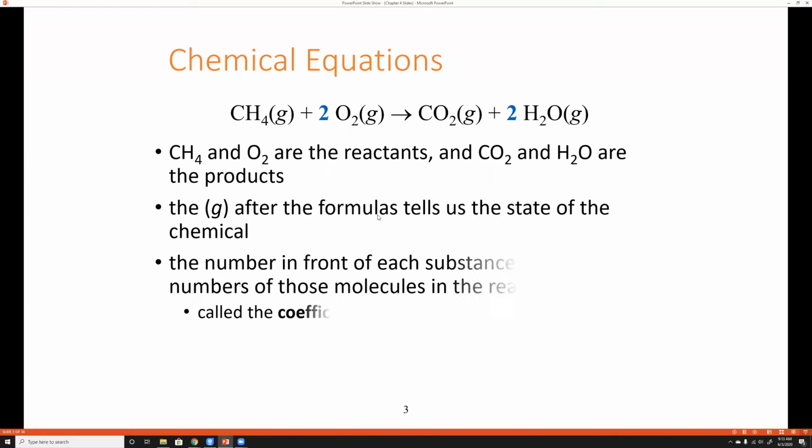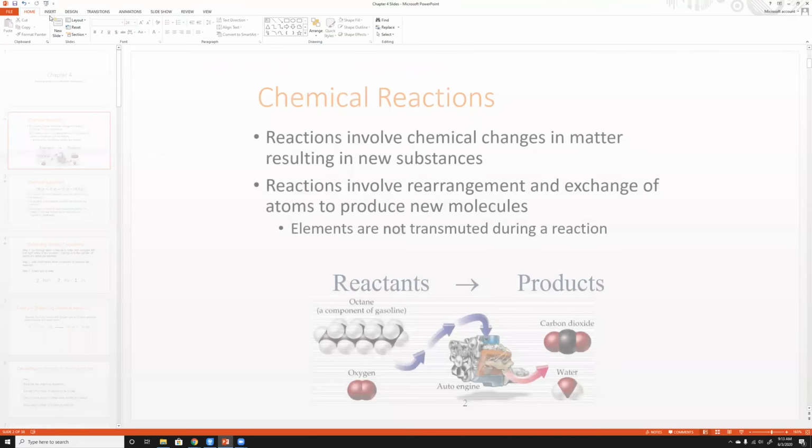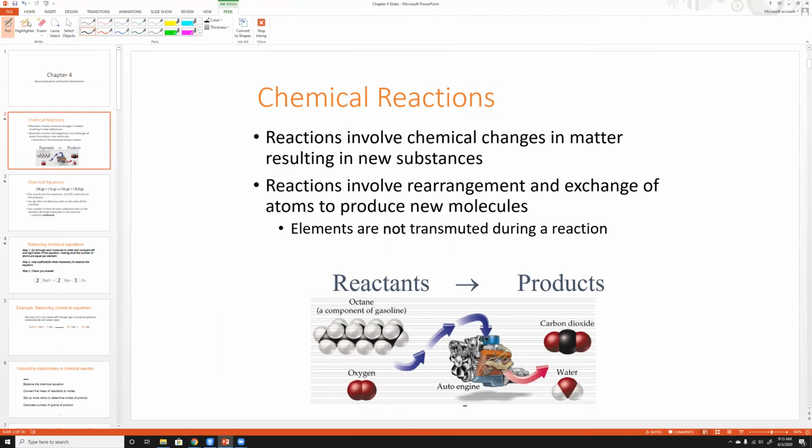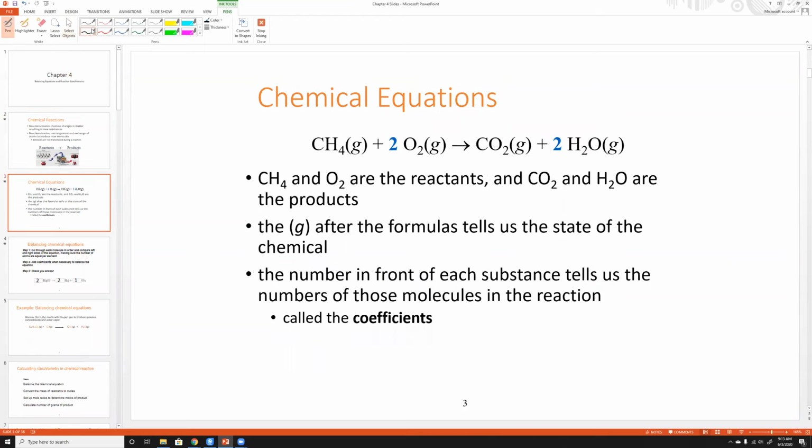There are actually 4 different states that we're going to be talking about here. In this chemical reaction, you see G, which means gas. There's S, which means solid. There's L, which means liquid. Also, one that you're going to see more often is AQ. AQ means aqueous.